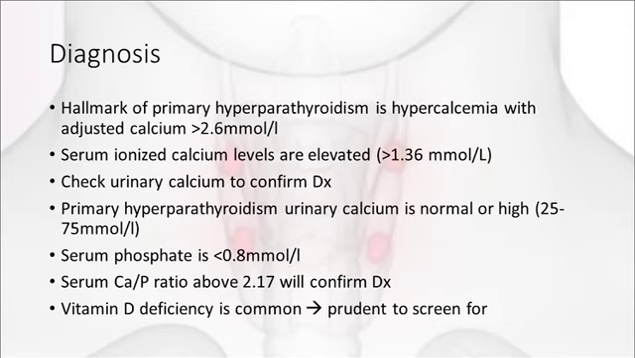be normal, right? In primary hyperparathyroidism, the urine calcium is either normal or raised, anywhere between 25 to 75 millimoles per liter. The serum phosphate level will be decreased, so it will be less than 0.8 millimoles per liter. The serum calcium to phosphate ratio will be 2.17, and this will confirm the diagnosis of hyperparathyroidism. Vitamin D deficiency is common, and thus it is something that is prudent to screen for in these patients.